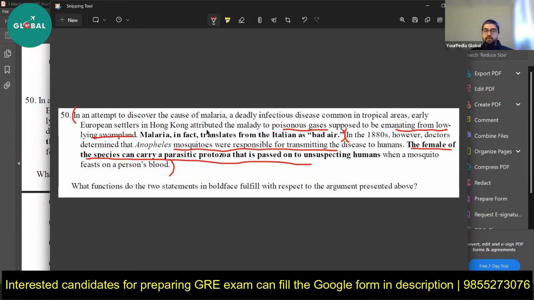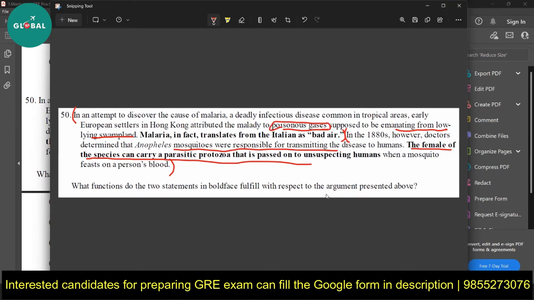What the first one is doing is basically supporting the incorrect conclusion. This is not the explanation. This is just another piece of information related to the first conclusion. Is it correct? Are you understanding it? Okay, so you have to keep this in mind and go to the answer choices.